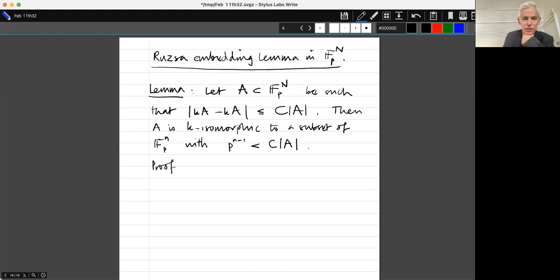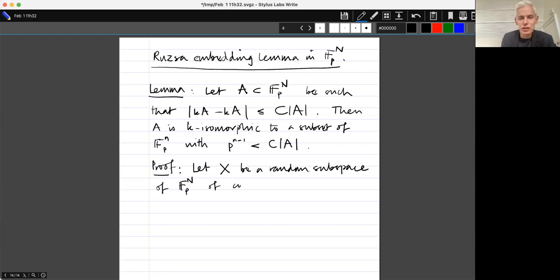So let's just have the proof. And it's a very, very nice idea. So what we're going to do is, in a way, it has something philosophically in common, I think, with the idea of dependent random selection. So we're going to do a random process, but it's not 100% random. So here's what we're going to pick randomly. Let X be a random subspace of F_p^N of codimension n. That just means of dimension capital N minus n. Codimension little n.